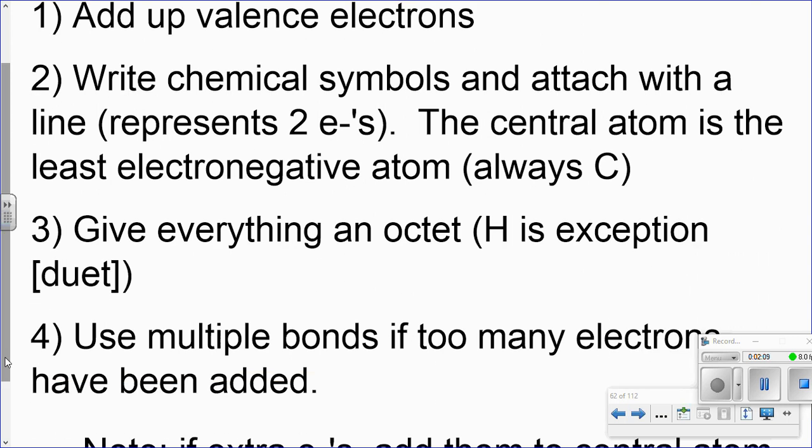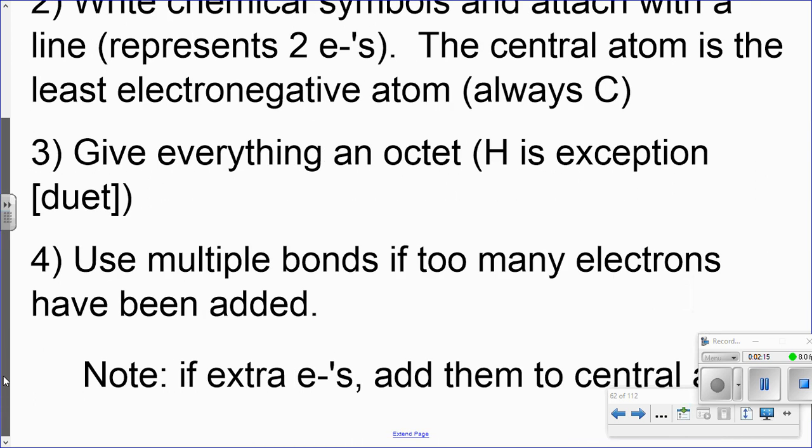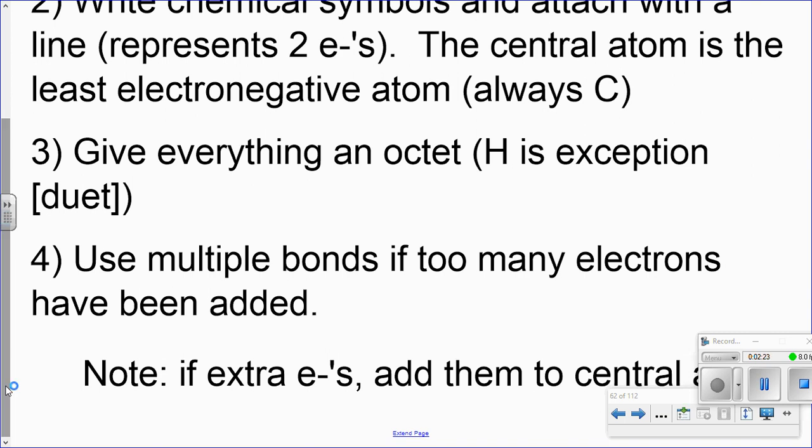Third thing, give everything an octet. Just slap an octet on everything. Of course, hydrogen is the exception. That's your duet. And then if you have multiple bonds, now you've got to start erasing and doing crazy things. We'll get to at least one example of those later. Note, if you have extra electrons, you're going to add them to the central atom. Again, that's a more advanced type of thing, so we'll just keep that in mind.